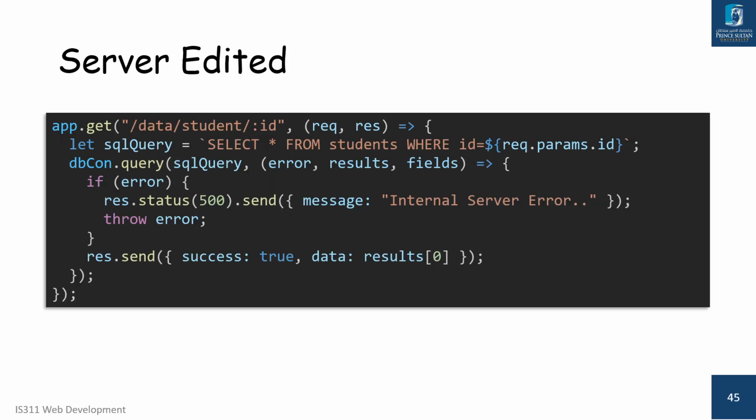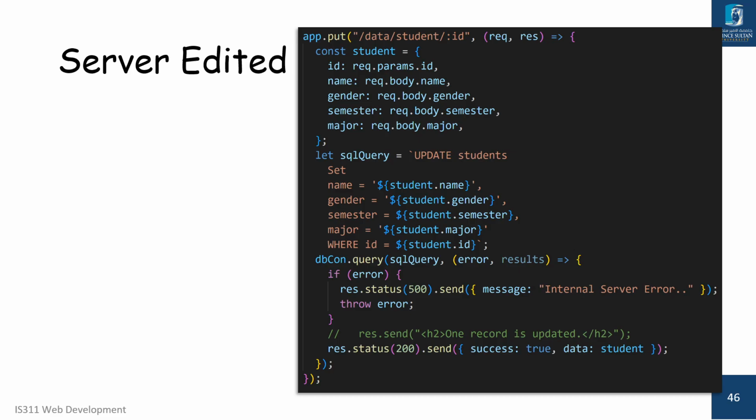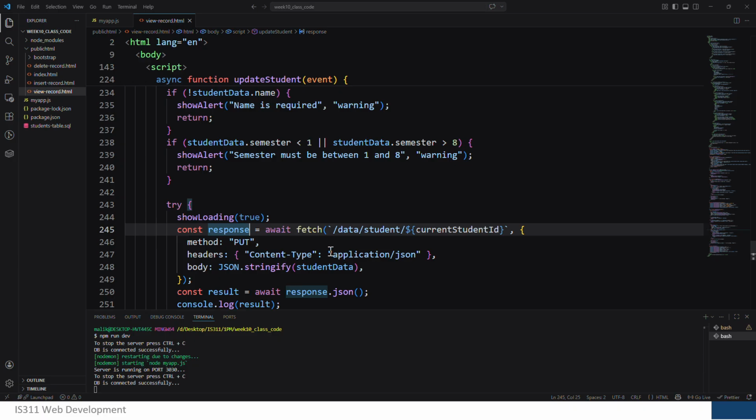Then we have the view record. Then we have server edit. So we need to edit the server so that it can send back the data properly. And then we also need to update the put record so that it is going to send me back the data. We can also specify the status here. As you can see, it has specified the status of that request. This is also a good practice that we should do. So how can we do that?